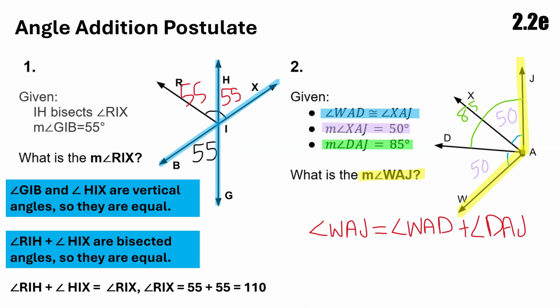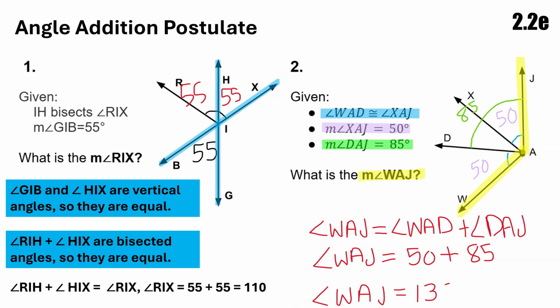Going back to the equation, angle WAJ equals angle WAD plus angle DAJ, which becomes angle WAJ equals 50 plus 85. Therefore, angle WAJ is 135 degrees.